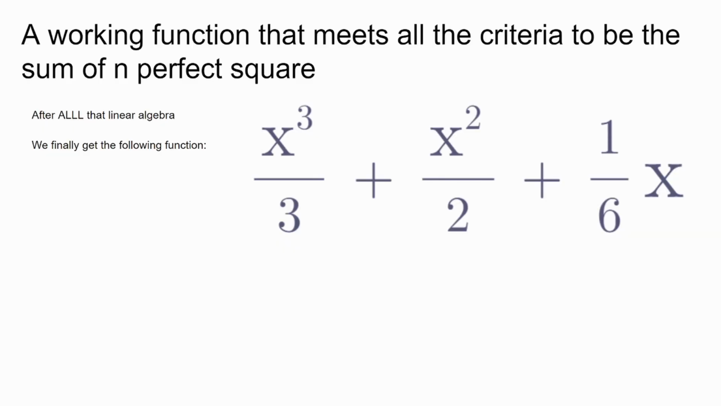I don't want you guys to think that I cheated, so here's a quick look at the math that I did to get the right answer. And now you see why I allowed a computer to do it. After all that calculus and linear algebra, we come up with a function that meets all the criteria to be the sum of n perfect squares.